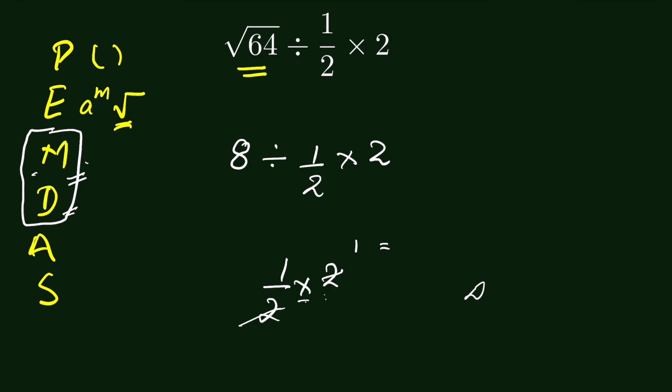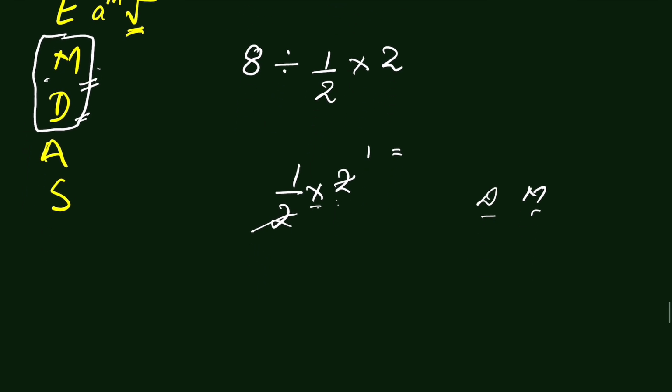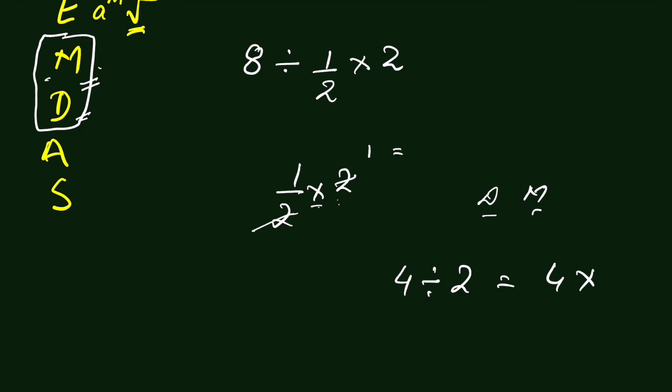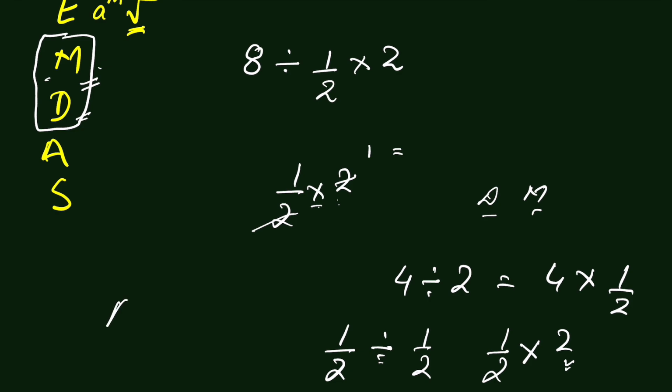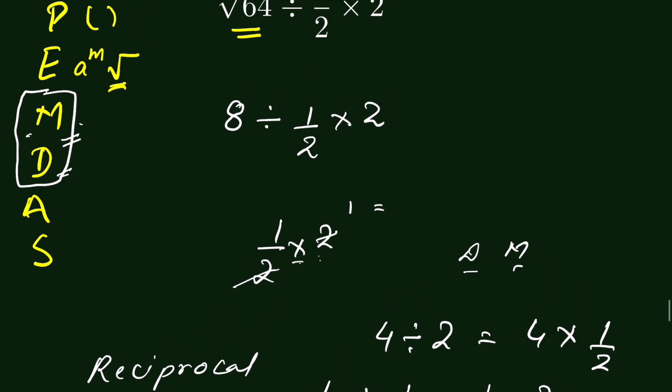Why? Because division and multiplication, they are reciprocal actions. When 4 divided by 2, it means 4 is multiplied by 1 upon 2. So this 1 upon 2 times 2 means 1 upon 2 divided by 1 upon 2. We can write it like this also, then it becomes 1 upon 2 times 2, division converted into multiplication. So division and multiplication, they are reciprocal actions, and we cannot give precedence of one over the other. Therefore, we need to solve them from left to right, whichever comes first.